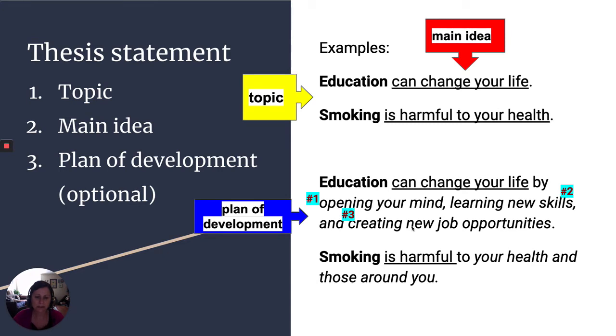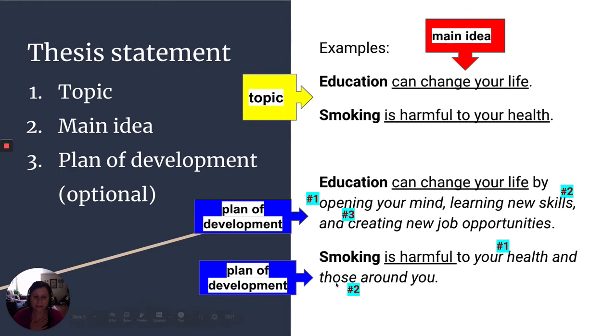Here's another example. Smoking is harmful to your health and those around you. So my plan of development is your health and those around you. So maybe one body paragraph or two focuses on the individual's, the smoker's health, and then the second part talks about secondhand smoke, how smoking can harm the people around you.